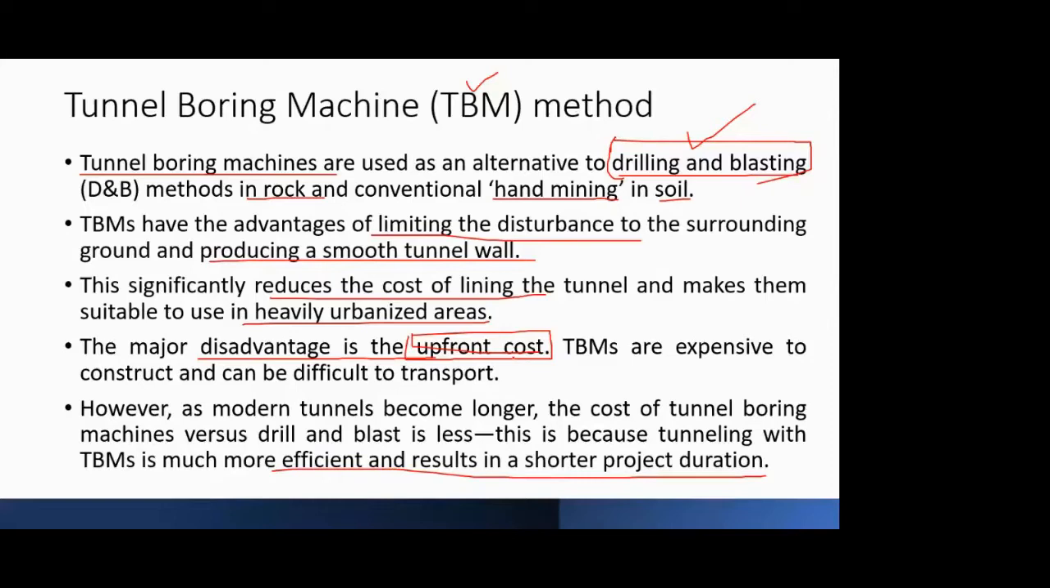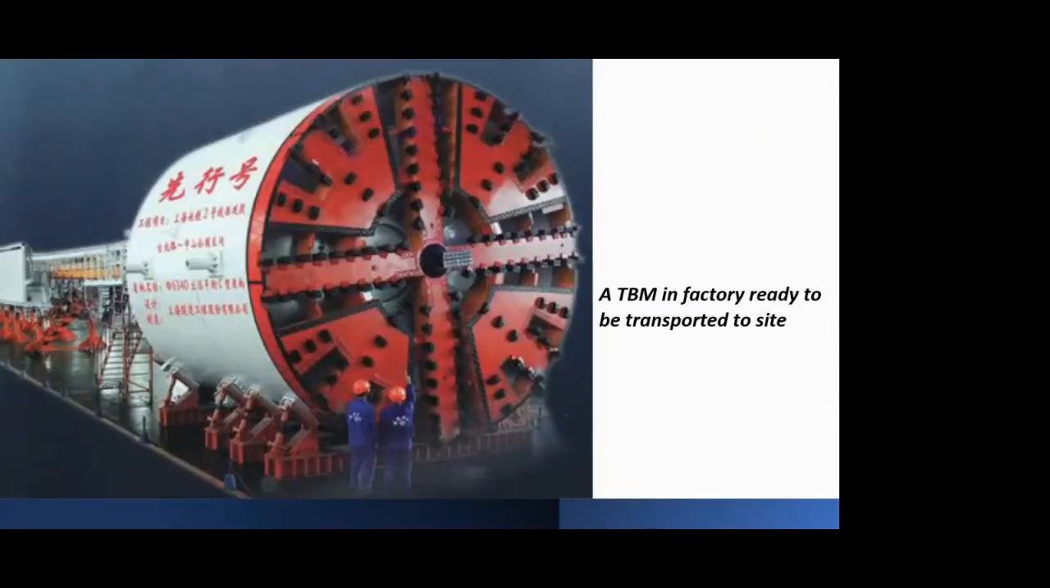All right. So this is the actual photograph of a TBM. This is a TBM in a factory, ready to be transported to site. You will only see the full TBM when it is in the factory; the rest of the photographs show only a part of the TBM, during installation or during the working process, so you will not get a complete look. That's why I've taken this photo, which is a TBM in the factory.